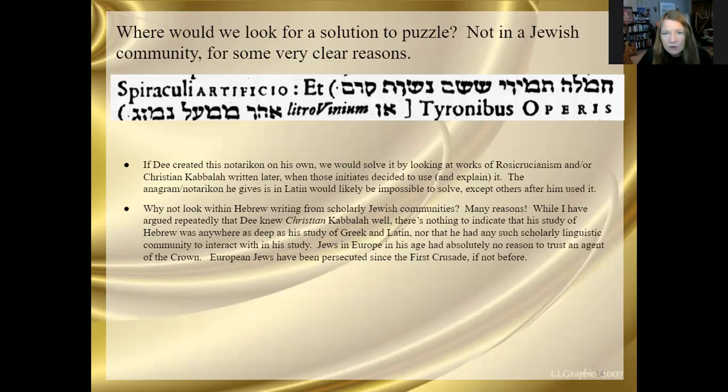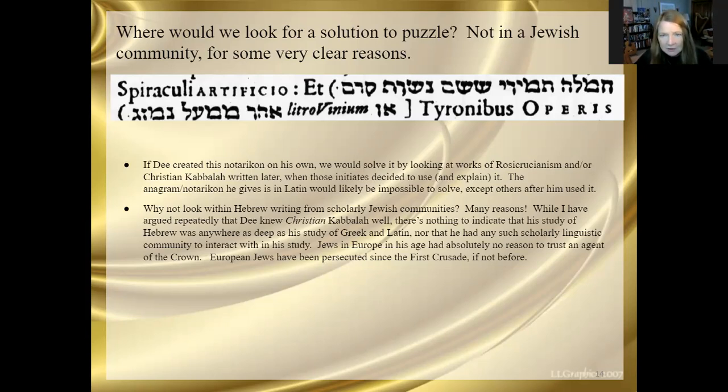I've argued in this course repeatedly that Dee knew Christian Kabbalah, and I'm certain he did, because you have to know Christian Kabbalah to explain the monad. And he uses a certain diagram of the tree of life, sometimes called the Kircher tree, but Kircher stole it from Dee, or borrowed it from Dee, who borrowed it from Reuchlin, who borrowed it from Riccio, who borrowed it from Gikatilla, who was a student of Abraham Abulafia.